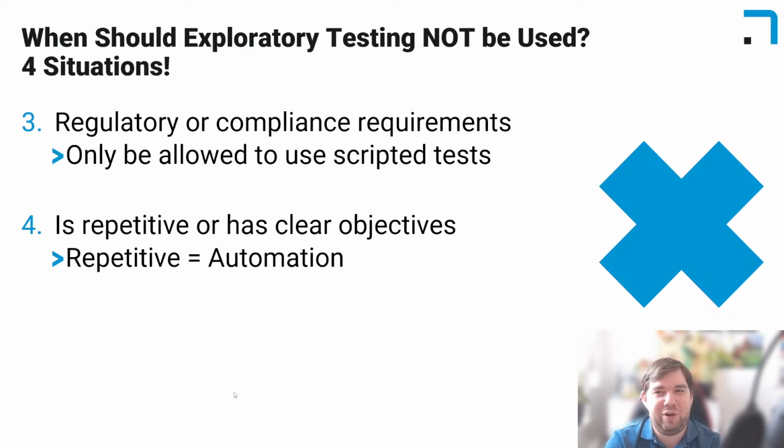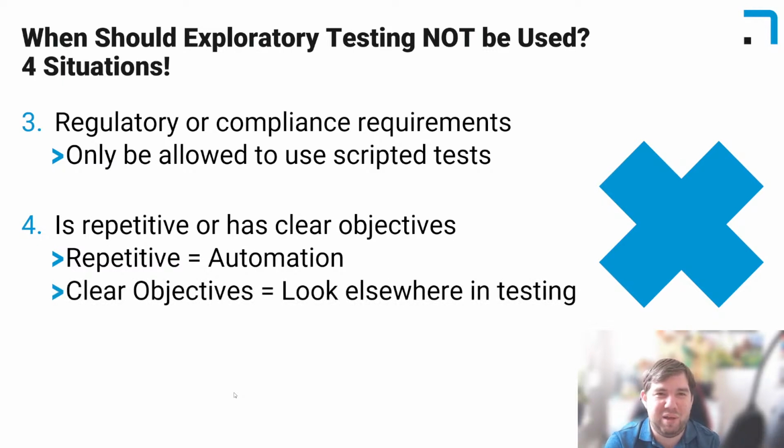What about if we have very clear objectives? We have some very detailed requirements that we need to check out. Well, in that case, I think we can probably use other testing methods aside from exploratory testing. Let's look at some black box methods, or let's look at different experience-based methods rather than just trying to use the software itself and try to get these outcomes.